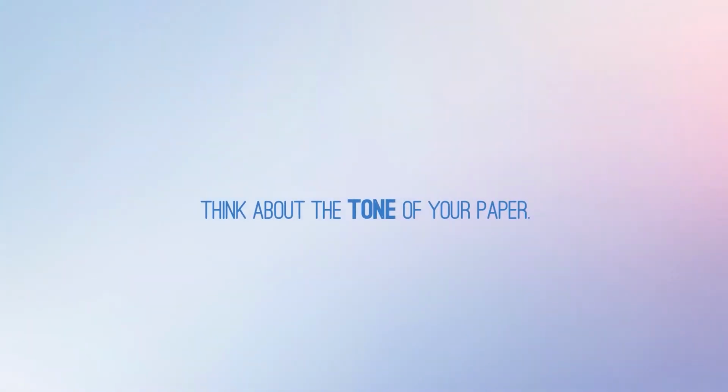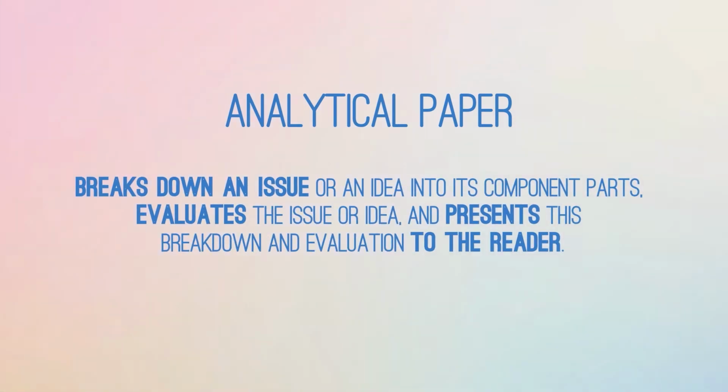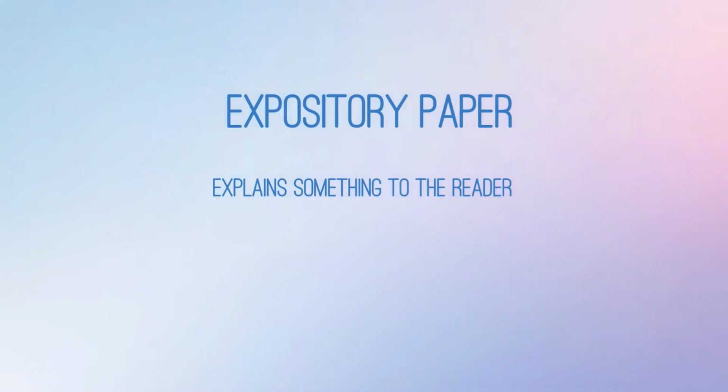When writing a literature review for your doctoral proposal, think about the tone of your paper. Of course, it will have a scholarly tone, but it may also be an analytical paper, which breaks down an issue or an idea into its component parts, evaluates the issue or idea, and presents this breakdown and evaluation to the reader. Or it may be an expository or explanatory paper, which explains something to the reader.